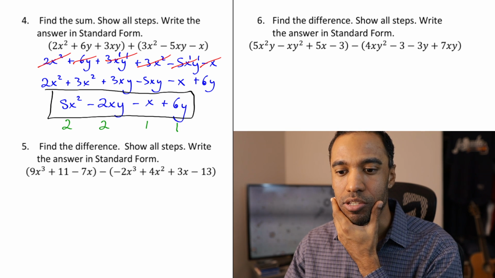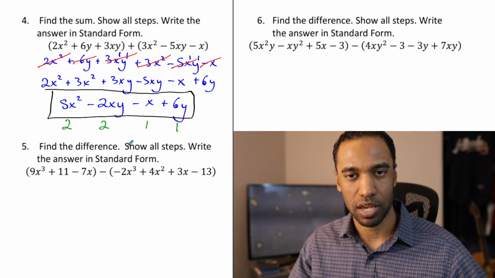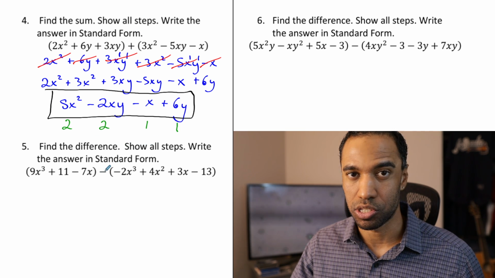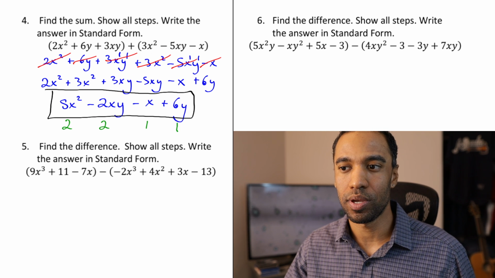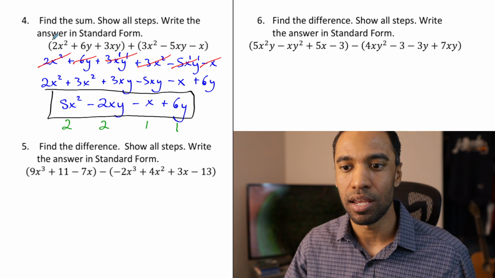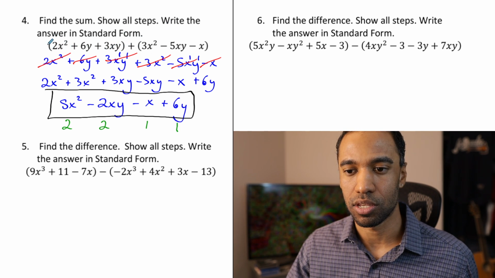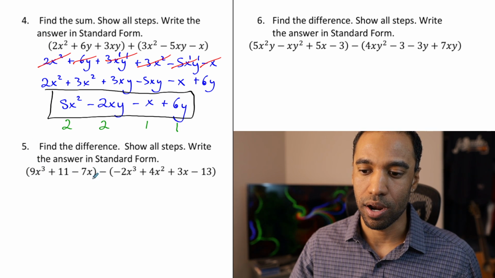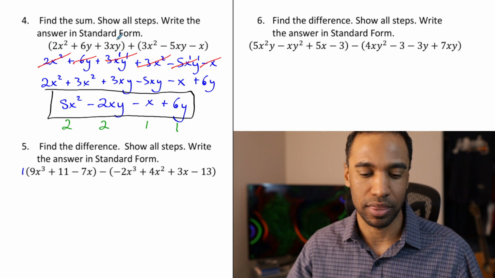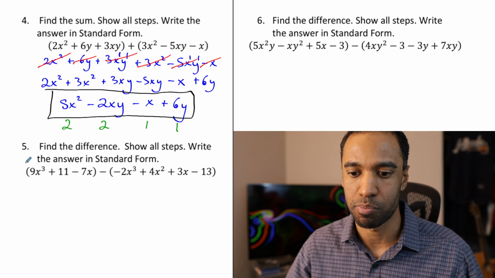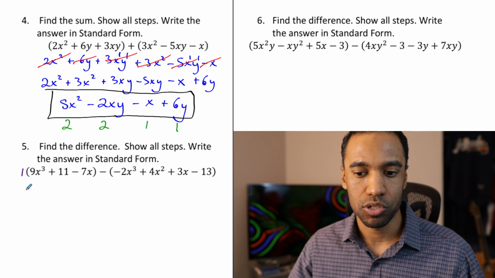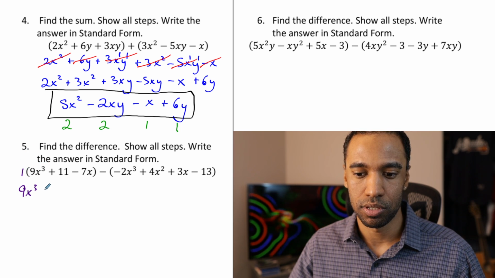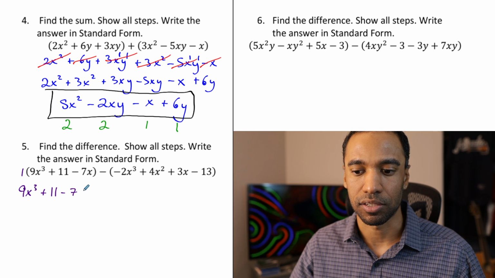All right, let's go ahead and move on, guys. Let's find the difference, show all steps, etc. Same thing, only now there's a subtraction instead of addition. And the one difference between this is, if you remembered, guys, last time I said parentheses don't matter as long as all that's multiplied in front is a positive 1. So if you see this first quantity that I have right here, all that's multiplied right there is a positive 1. Let's use a different color for this problem. Positive 1 right there, so that means I could just rewrite this as 9x cubed plus 11 minus 7x.